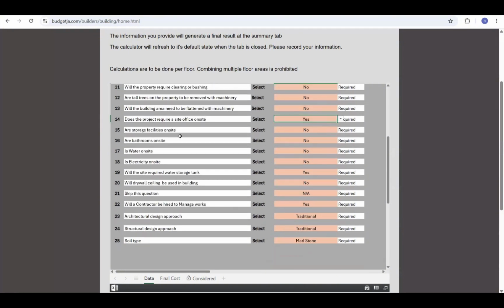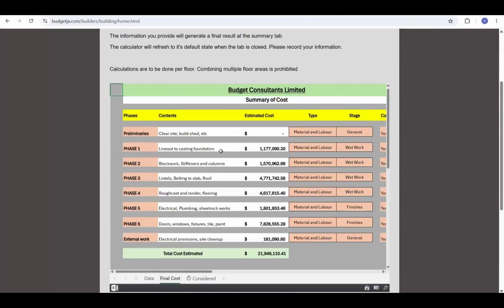Other questions, which are question 14, which was yes, is going to become no. We would have had a site office from the previous calculation, so we would not need it anymore. Question 15, that's asking about storage facility, would have that from the basement, so that would not be relevant. Likewise, bathroom, likewise, water, and likewise, electricity. Question 19, that's asking about the water storage tank, would also be changed. And then outside of that, we wouldn't have anything else to adjust.